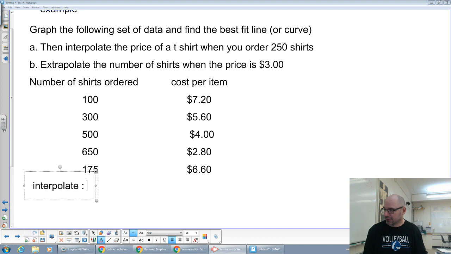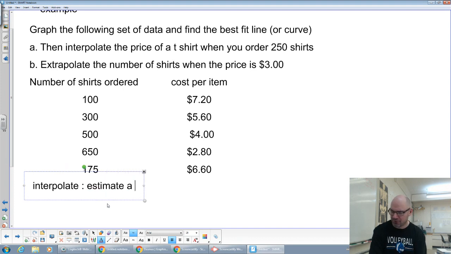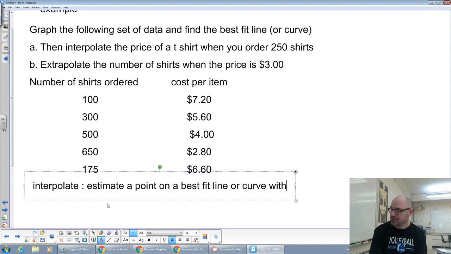Okay, sorry about that, I just had to check something. So interpolate, let's say that this is to estimate where your data point is within a point on a best fit line or curve in the graph's data.